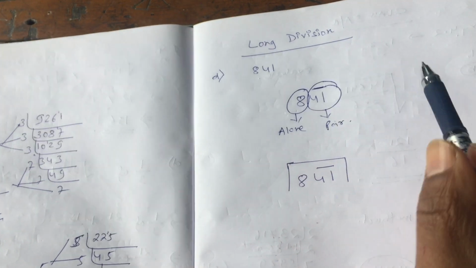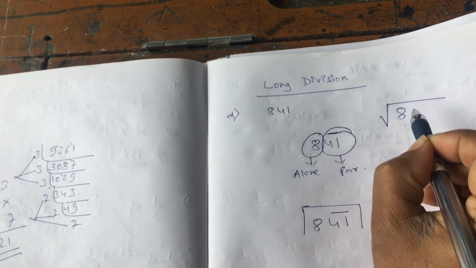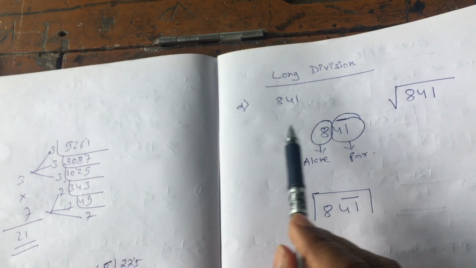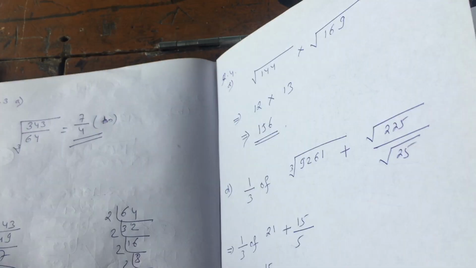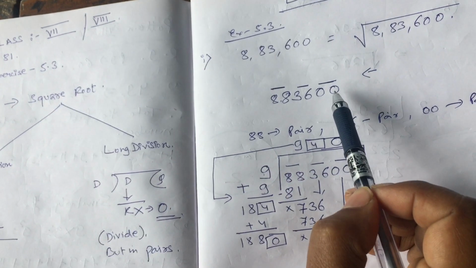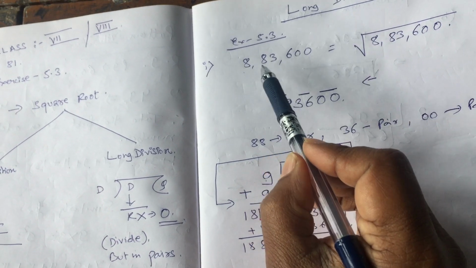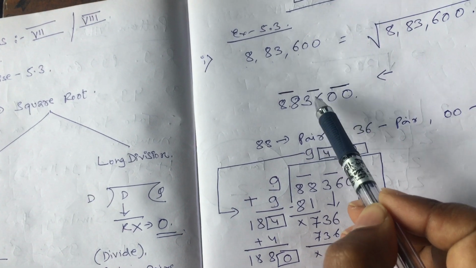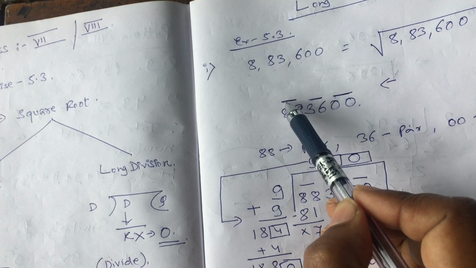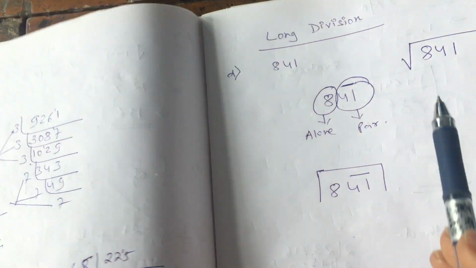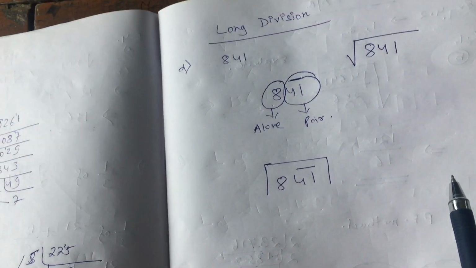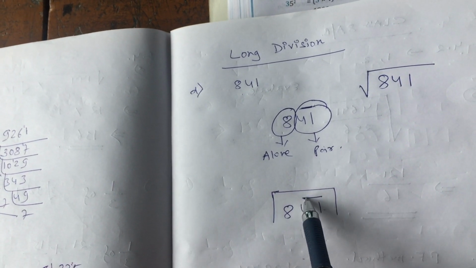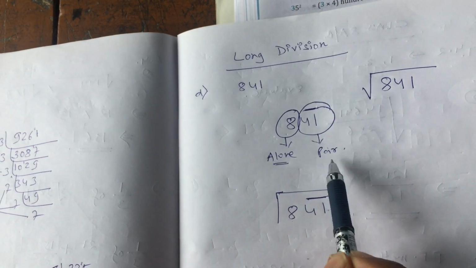So 841, you need to find the square root of 841. In this case, you have to make these numbers into pairs. How I have done it is, I have started from the right hand side. For 8,83,600, you can see these two zeros are under one pair, 36 is under the roof of one pair, and 88 is under the roof of one pair. Similarly in this question, I make 41 and 4 a pair, and 8 is standing alone.